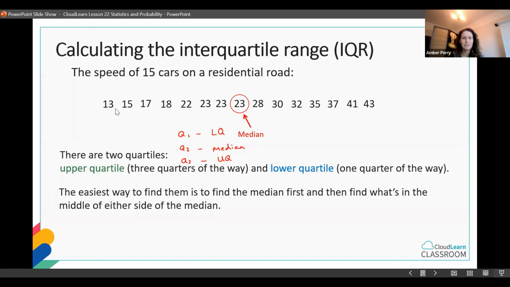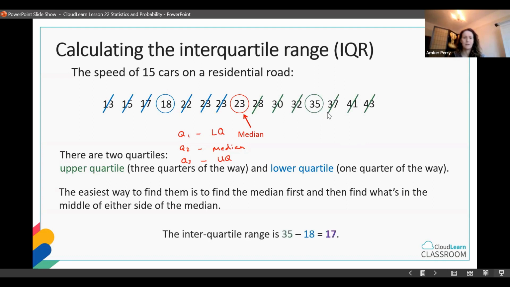So of 15, the median is going to be the 8th number there, where we've got 7 below and 7 above. And then once we've found the median, we can take those 7 numbers below and find the middle of them, or the median of those. And the middle of those obviously is going to be this number 18 here. That's our lower quartile. And then our upper quartile is going to be the middle of the upper ones. So we've got an upper quartile of 35 and a lower quartile of 18.